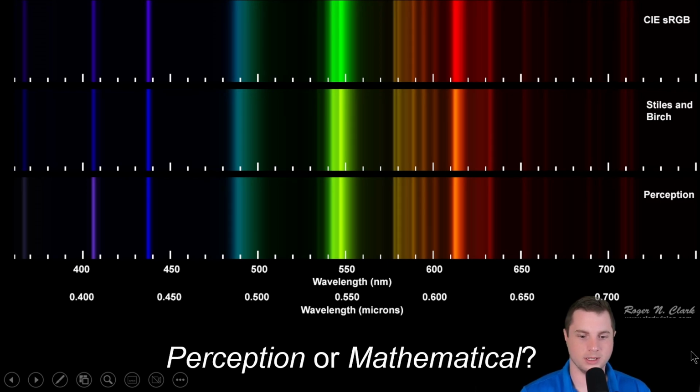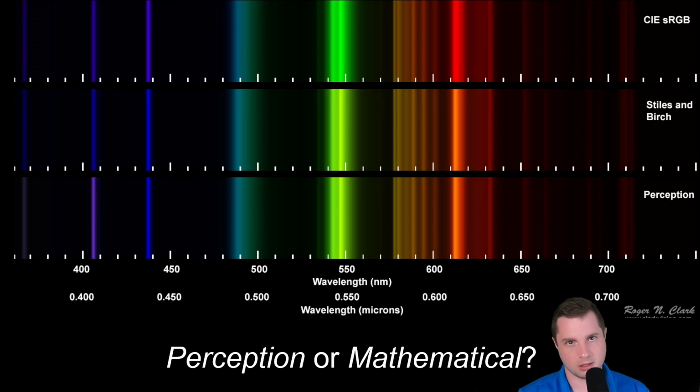This also brings me into, okay, awesome, we have a mathematical representation of color, a very precise algorithm. Awesome. No. This brings us into the difference between perceived and mathematical representations of color.